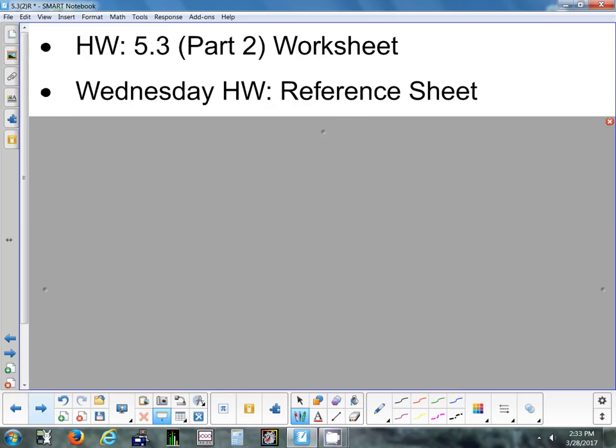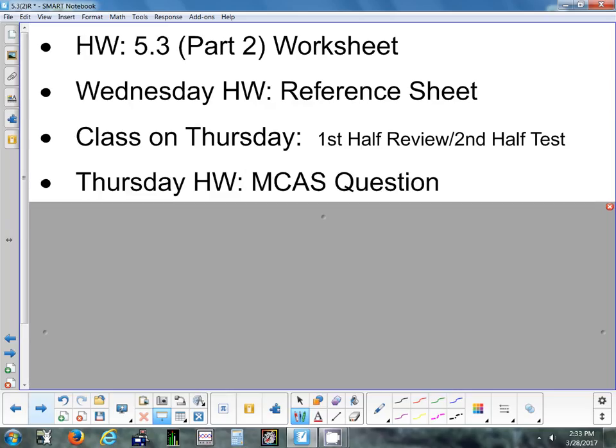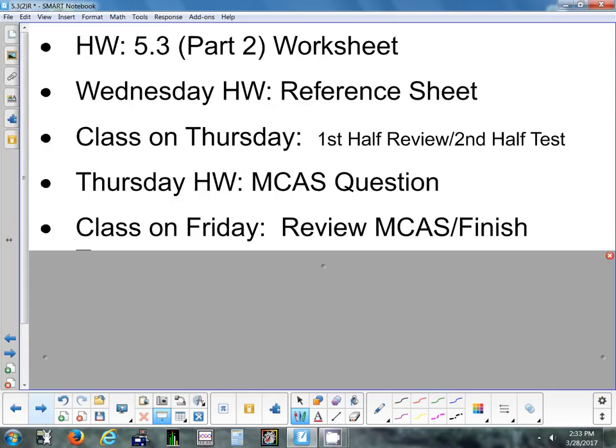Okay, reference sheet this week is going to be on Wednesday. Why is the reference sheet going to be Wednesday night? Because we're going to do part of the test on Thursday. Okay, part of it on Thursday. We're going to finish it on Friday. Thursday night, MCAS question. When you come into class on Friday, we'll grade it.